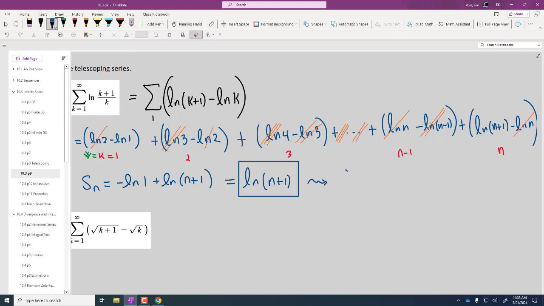And what does that tell us about S? So this is going to diverge to infinity. So this one diverges.